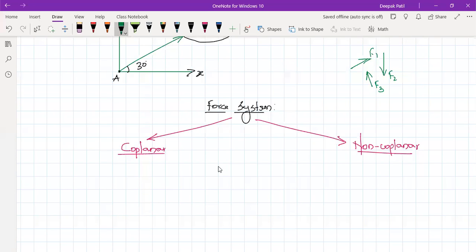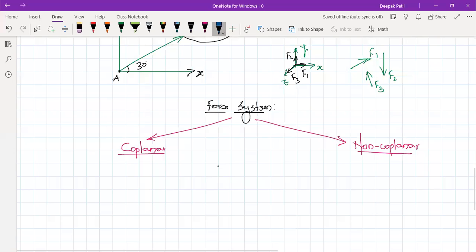Now for example, let me try to draw a 3D figure here. Let us say this is X axis. Let us say this is Y axis. And let us say this is Z axis. Now if I try to represent, say along X axis, I have a force F1. Along y-axis, I have a force F2. Along z-axis, I have a force F3. Now you can see that F1, F2 and F3, all these three forces are not in a single plane, right? F3 is out of plane. So I can say that the system of forces comprised by F1, F2 and F3 are actually non-coplanar, and the earlier ones are coplanar, right?